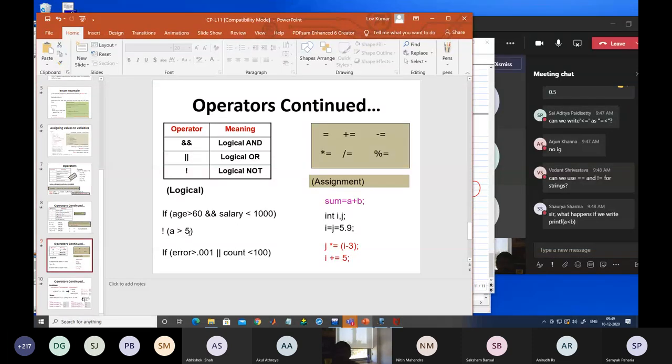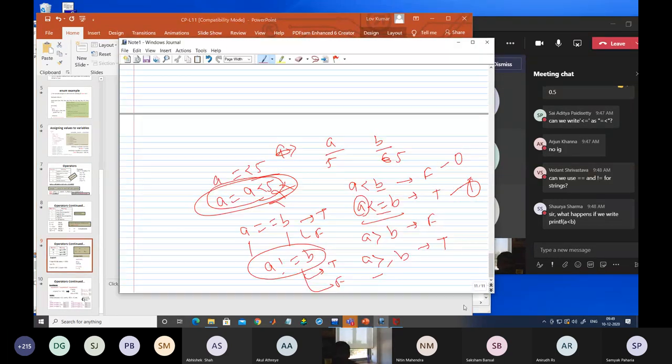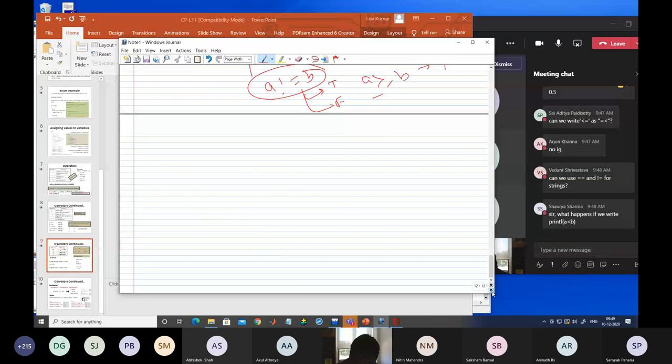Okay. Now next we are going to the operators. This is the most important part, called logical AND and logical OR. Just see what is meant by these operators, logical AND and logical OR. Basically we use AND and OR to join two logical operations.